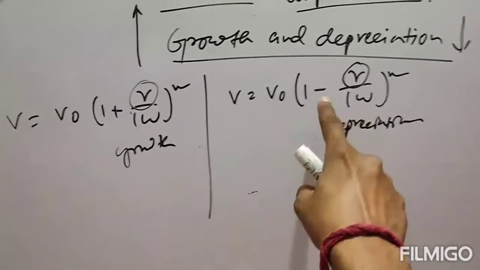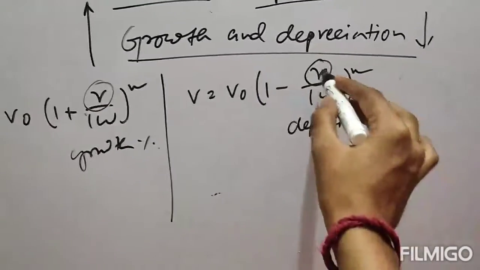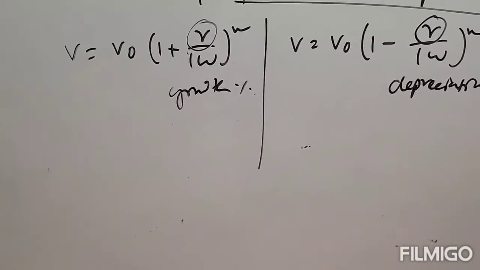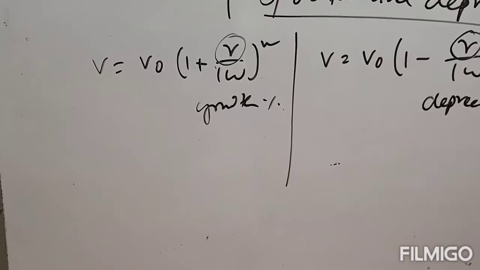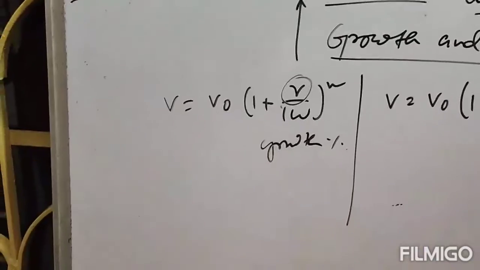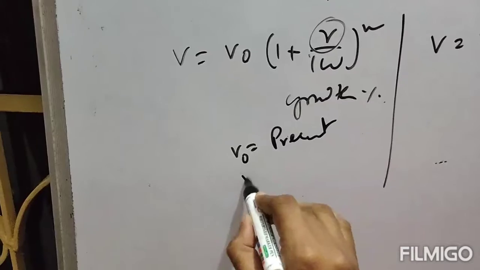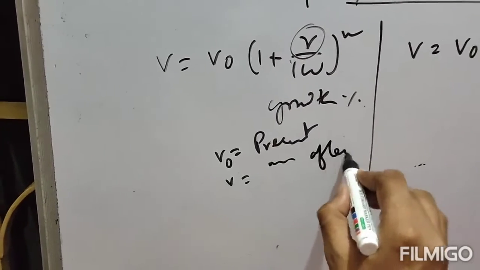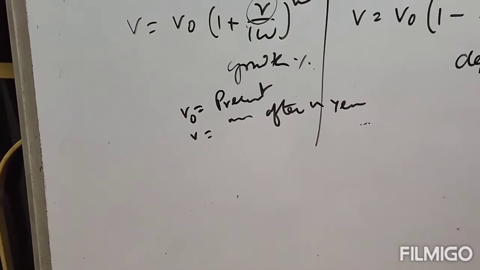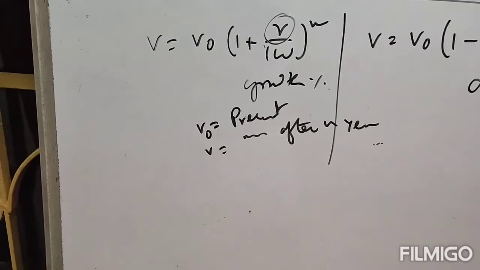Clear? Because the minus sign symbolizes depreciation and the plus sign symbolizes growth. R is the rate of growth in percentage, and R is the rate of depreciation, also in percentage. V naught and V are the same in both cases: V naught is the present measure of the quantity, and V is the measure of the quantity after n years. Clear?